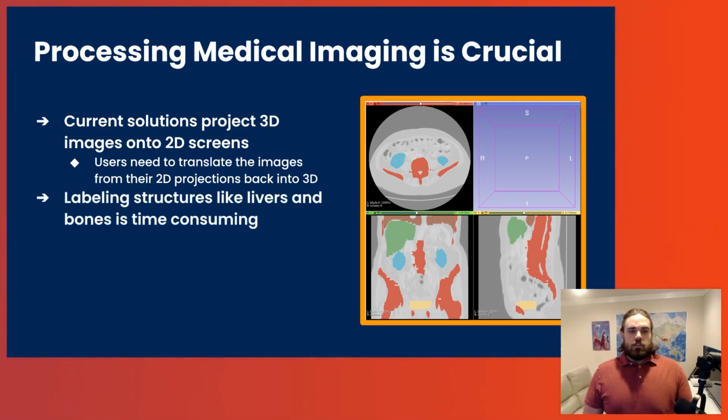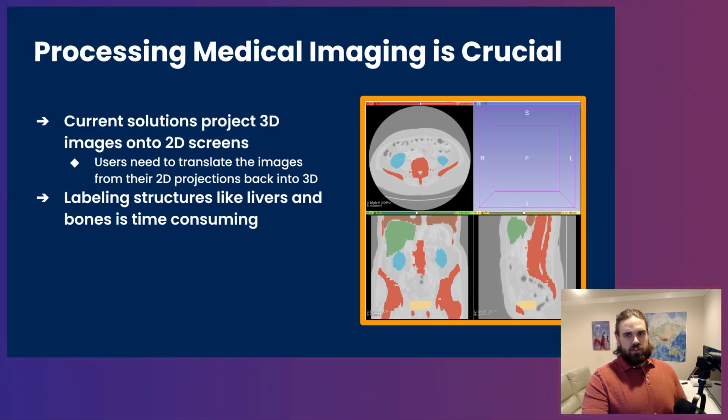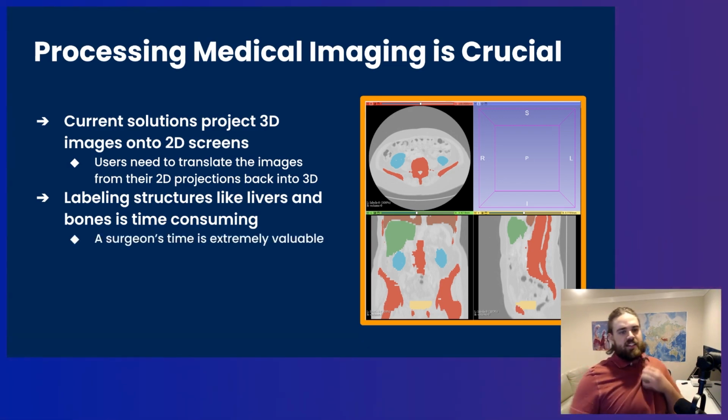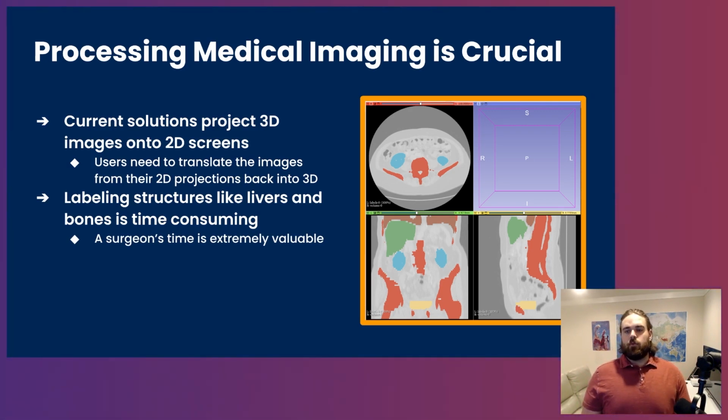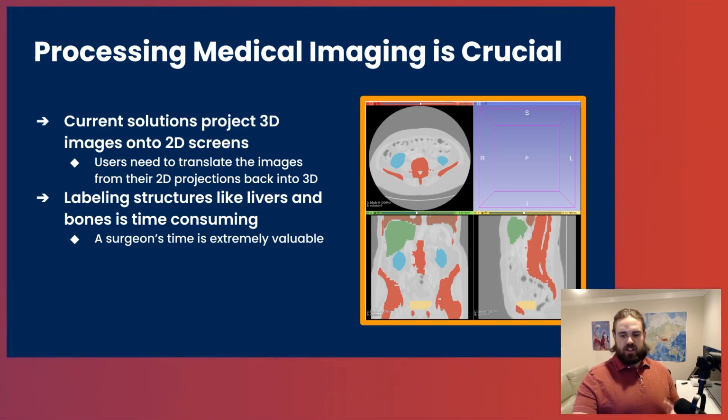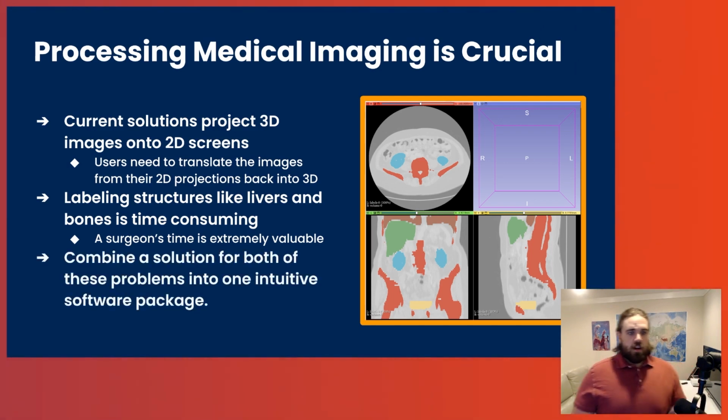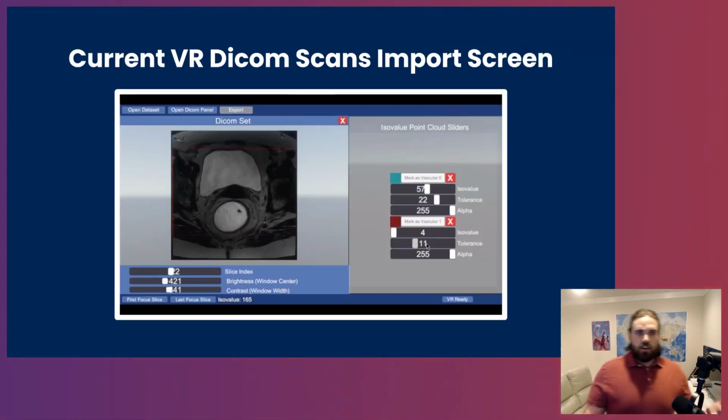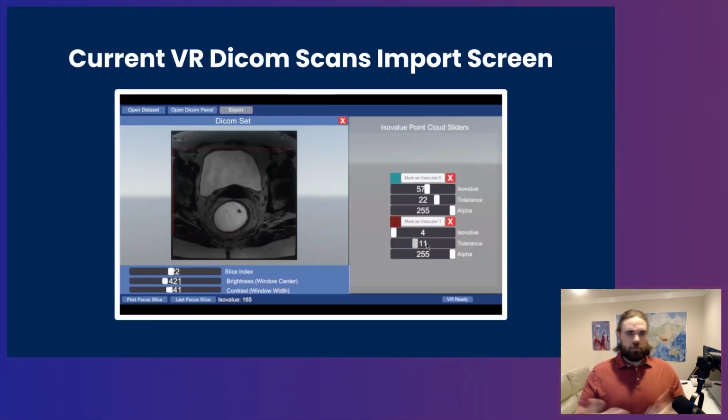Labeling structures like livers and bones can be time consuming, but it's oftentimes pretty necessary if a doctor wants to do an accurate surgery or diagnosis. And since a surgeon's and doctor's time is extremely valuable, any amount of time we can help the doctor save is also extremely valuable. So the solution was to combine both of these problems into one intuitive software package. Currently this is what the DICOM scan import screen looks like.